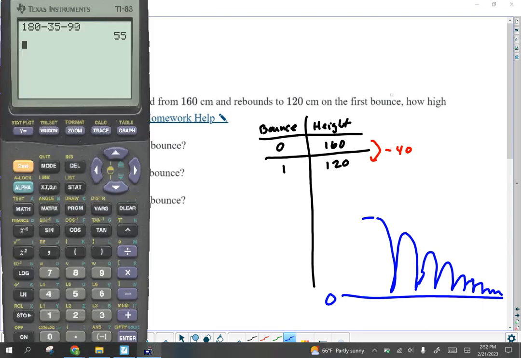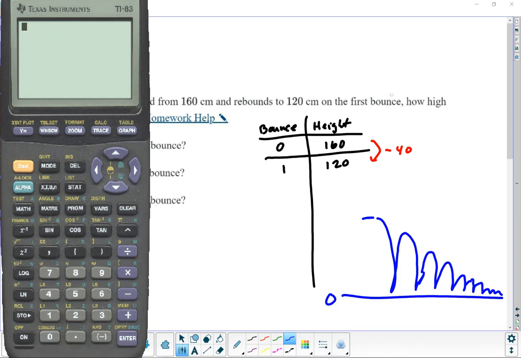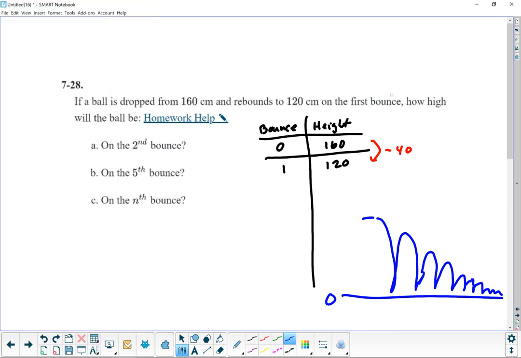Right? So if we go 160 minus 40, that's 120. I mean, that works. And then we go minus 40 again. That makes 80, minus 40, that's 40, minus 40. That means after 4 bounces, it's on the ground. And at 5 bounces, does that mean it's underground 40, and underground 80, and underground 120? No, it just means that this assumption of minus 40 is wrong, right? So what does it have to be?